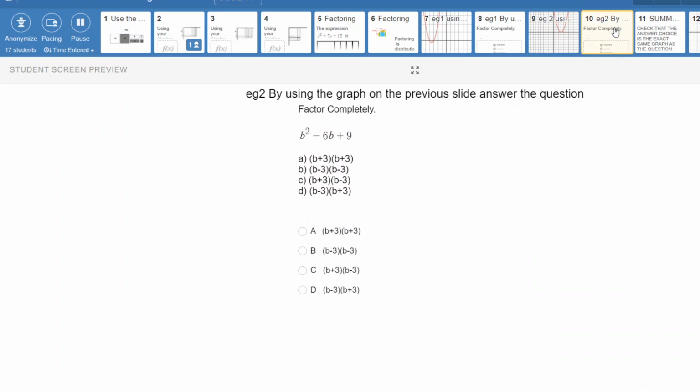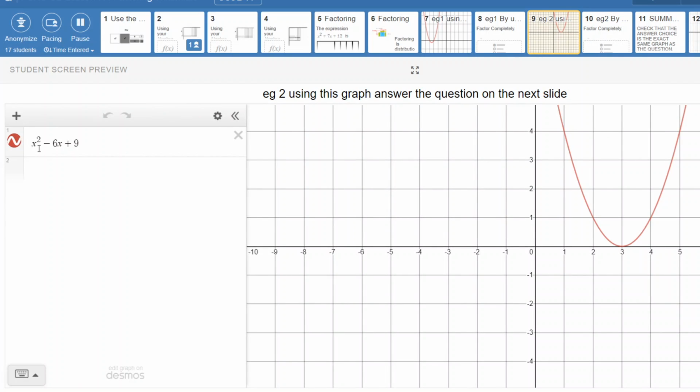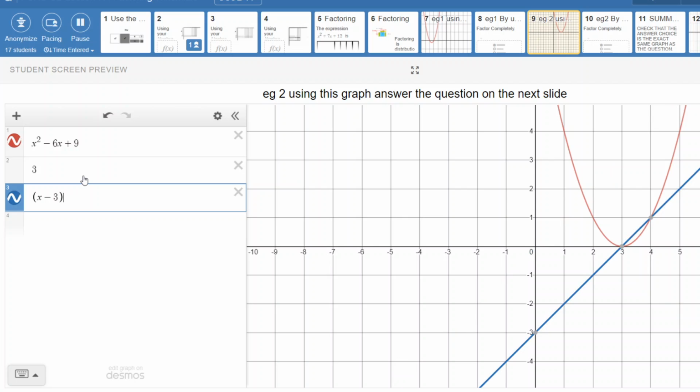Same thing for this question. Factor completely b squared minus 6b plus 9. Well, I'm going to type it in, but I'm not going to type b. I'm going to type in x, or else it won't draw it. Just one intercept this time, right here at 3. So if I'm doing a factor, remember I'm doing the opposite.